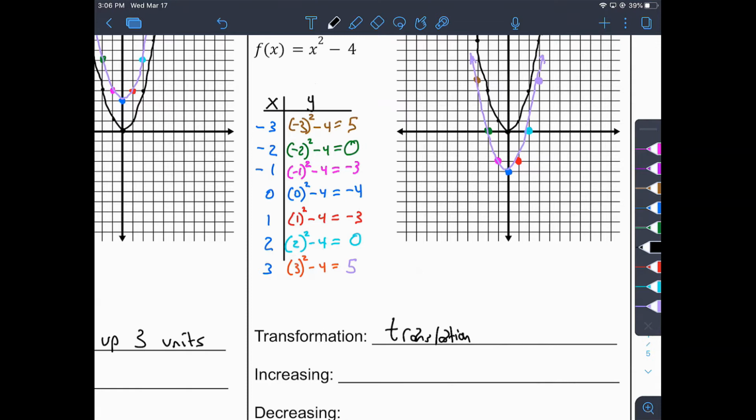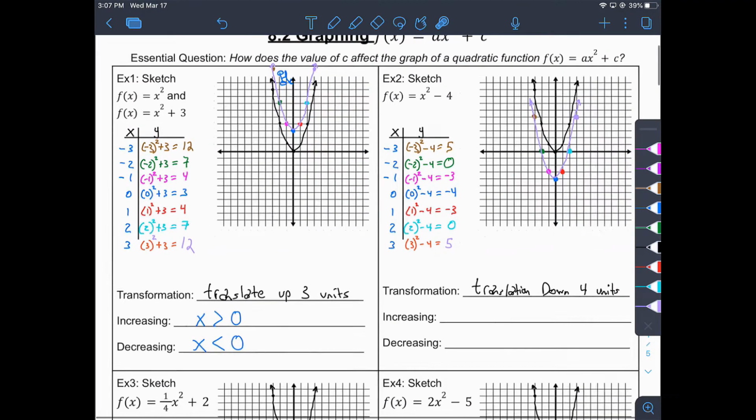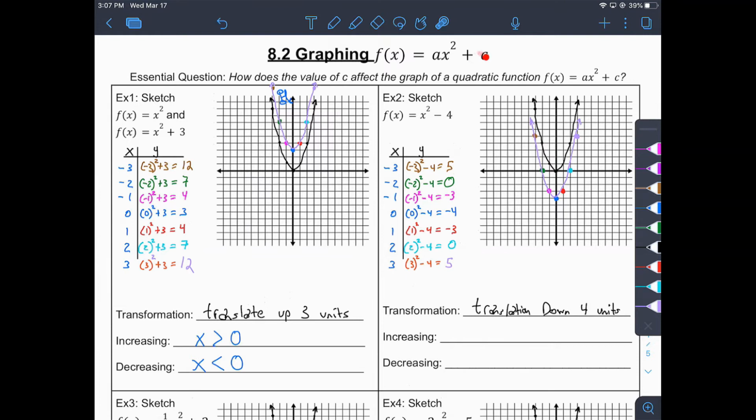Well, how far did it go? 4, we should say down. It went down 4 units. It translated down 4 units. All right, so the key piece, what does the C do? It simply controls how much it moves up or down. If it's a plus, as we saw, it would move it up. If it was a minus, as we saw in the second example, it would move it down.